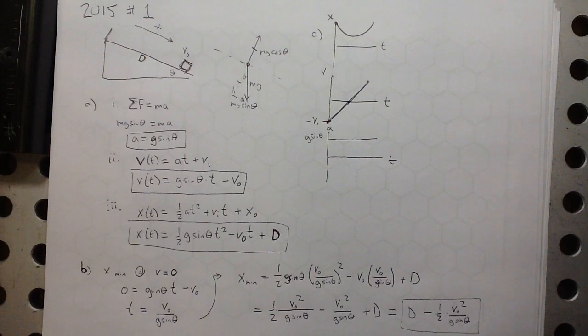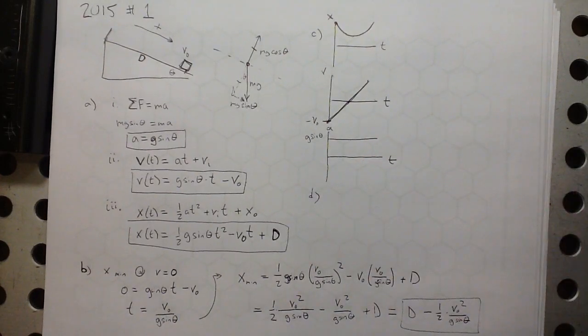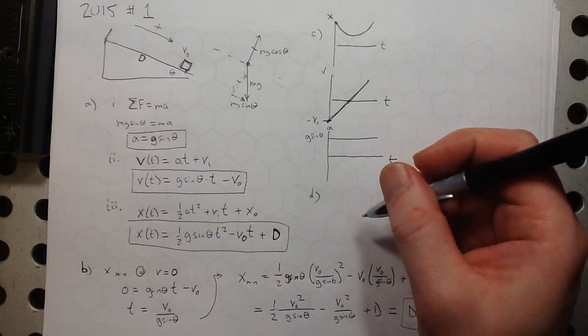And part D. After the block slides back down and leaves the bottom of the ramp, it slides on a horizontal surface with a coefficient of friction given by mu sub k. They want an expression for the distance the block slides before stopping. You could do this using work and kinetic energy, or you can just do kinematics. Since we're in kinematics mode, I think I will do that.